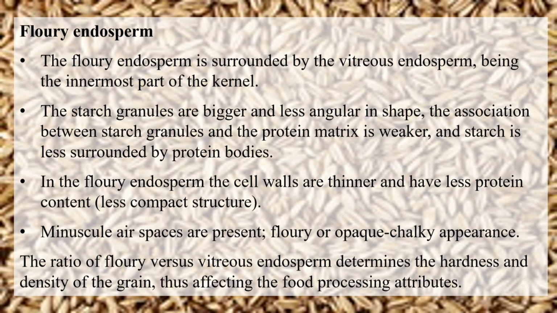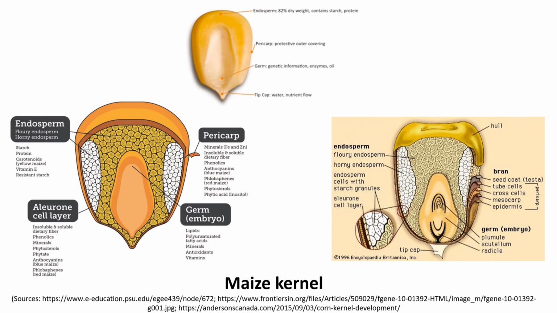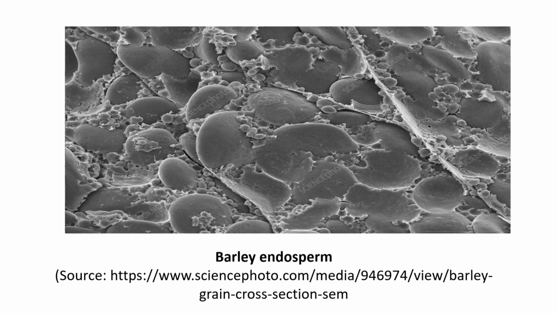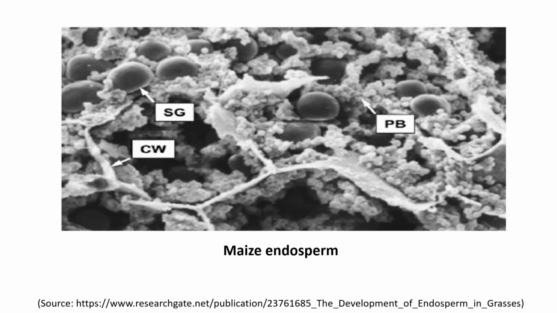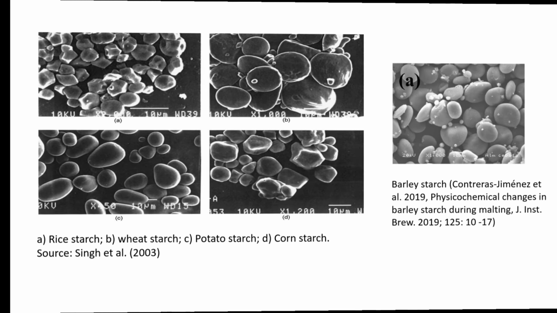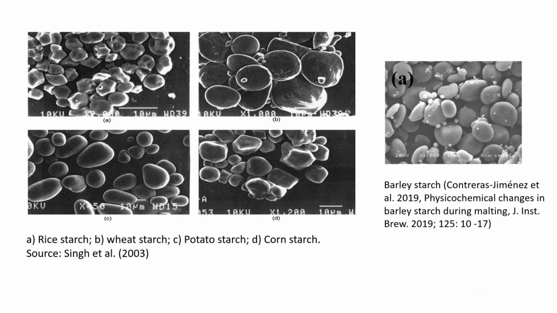Floury endosperm has an opaque, chalky appearance. The ratio of floury versus vitreous endosperm determines the hardness and density of the grain, thus affecting the food processing attributes. Here is a diagram showing the structure of maize kernel. Microscopic view of barley endosperm. A picture of microscopic view of maize endosperm. Picture showing microscopic view of rice starch, wheat starch, potato starch, corn starch, and barley starch.